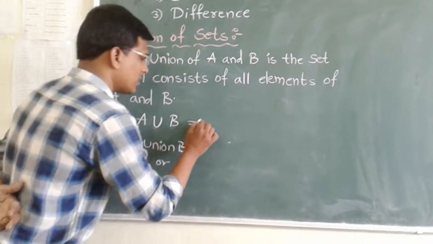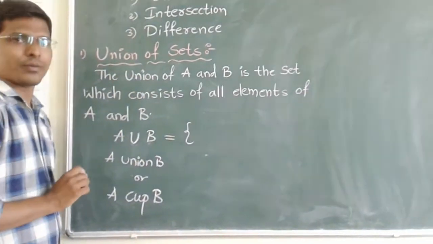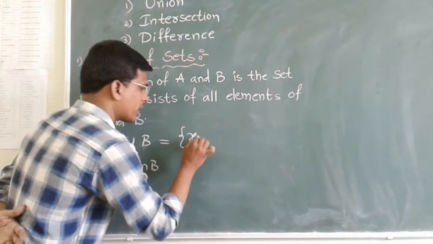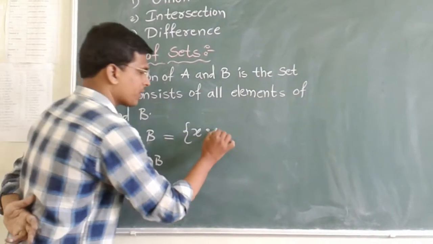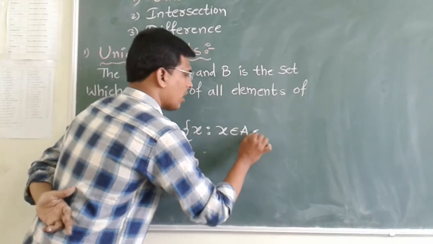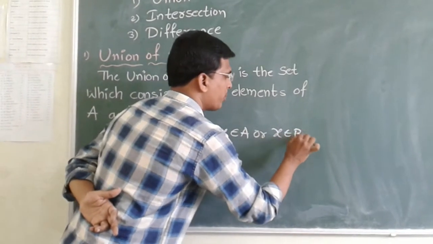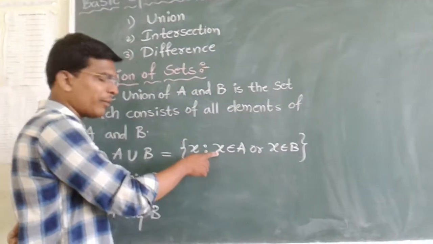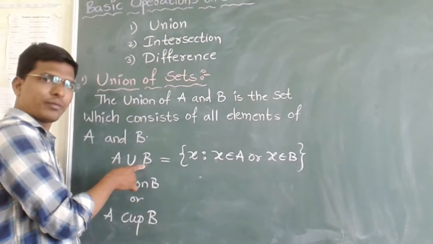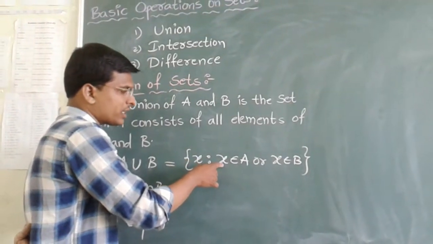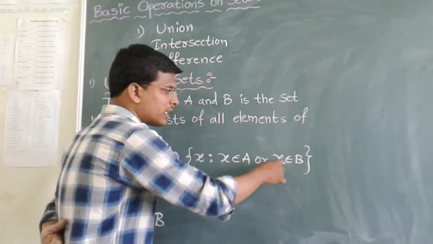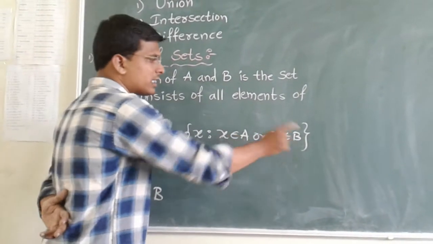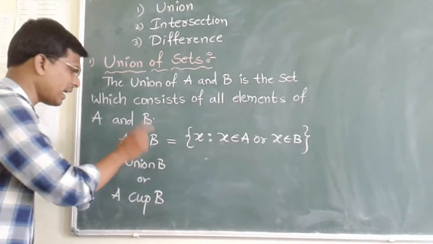So A union B, if you write it in set builder form, you can write x such that x belongs to A or x belongs to B. What is the meaning of this set builder form? Here x is the element which belongs to A union B. So the element x may belong to set A or set B. That is the A union B.